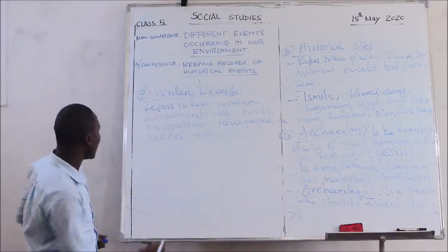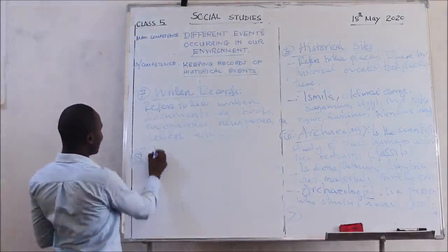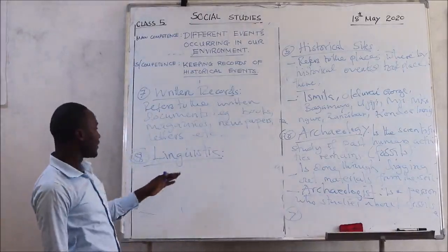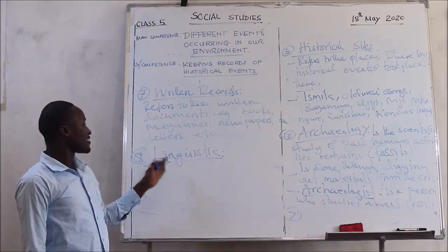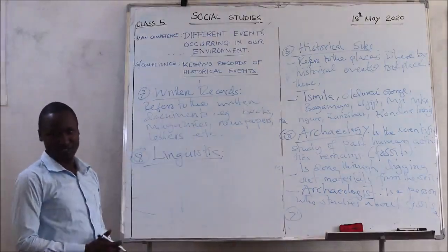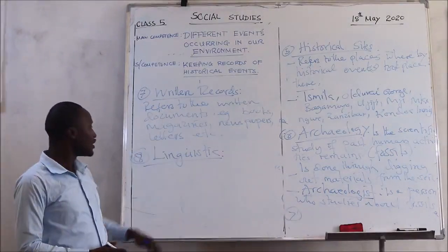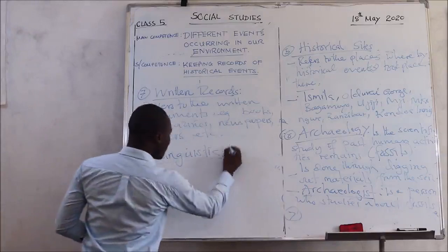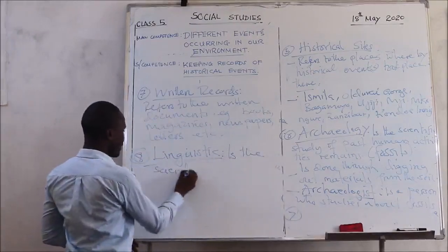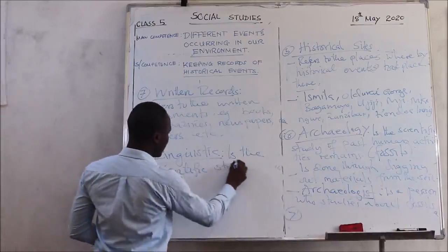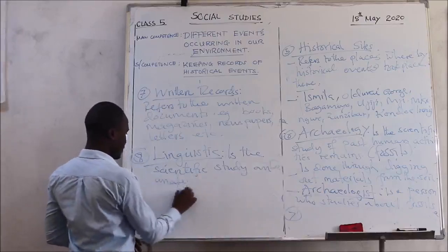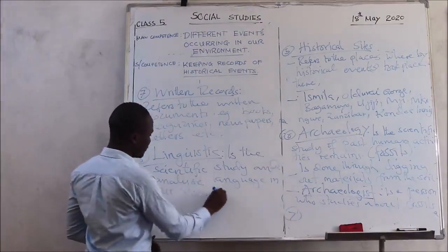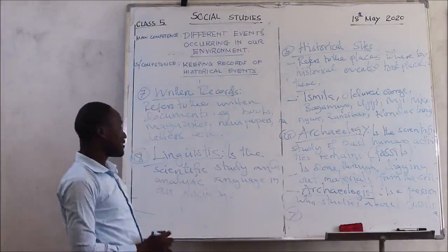But also you have the last one, which is known as linguistics. This is the scientific study and analysis of the language of a particular society. This involves the structure of language and other forms of language in particular. So someone can get information through studying the language of a particular society where we are living. So linguistics is the scientific study and analysis of language in our society.